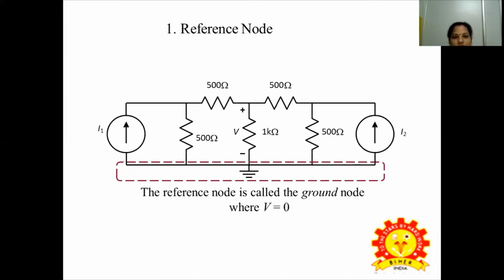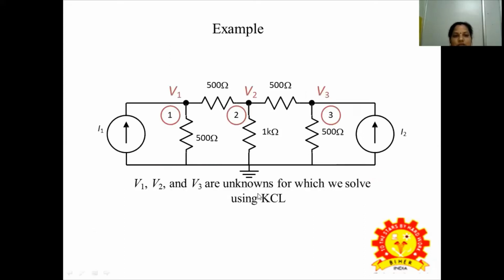First one, the reference node. First you take a reference node. The reference node is also called the ground node, where V equals 0. Here V1, V2, V3 are unknown, which we solve using KCL.